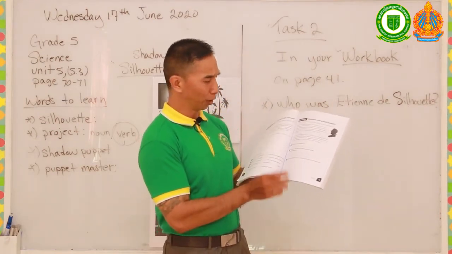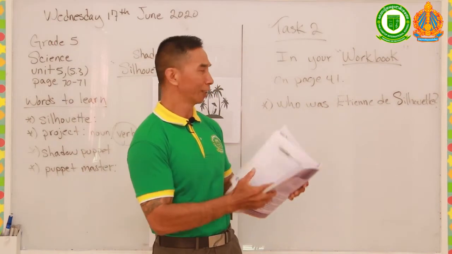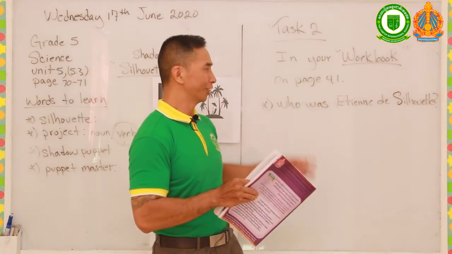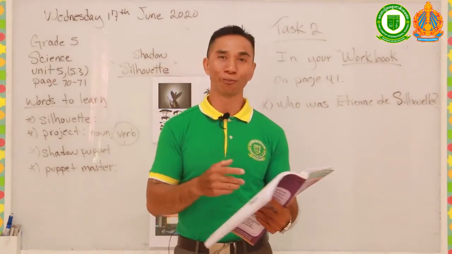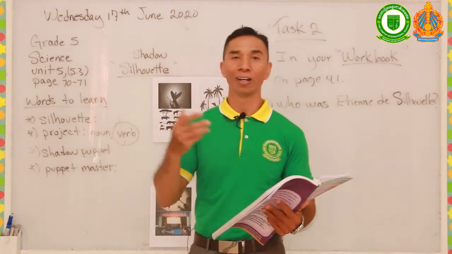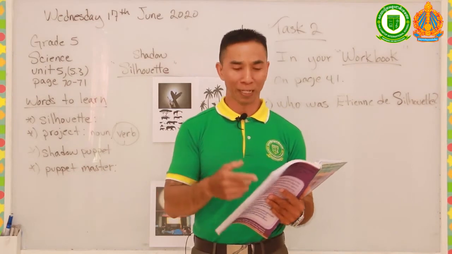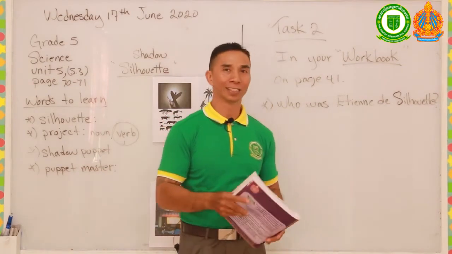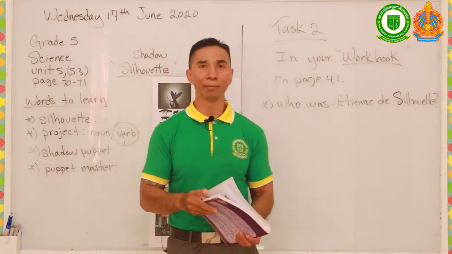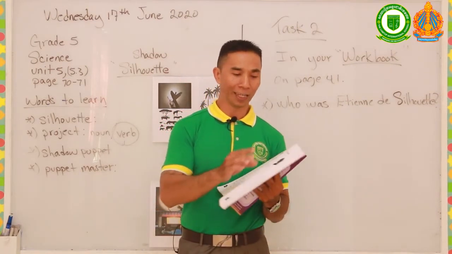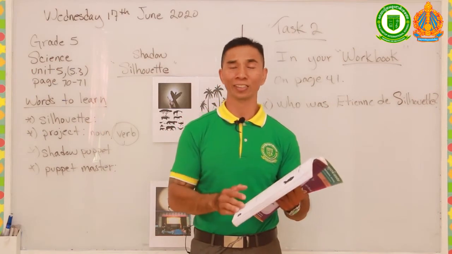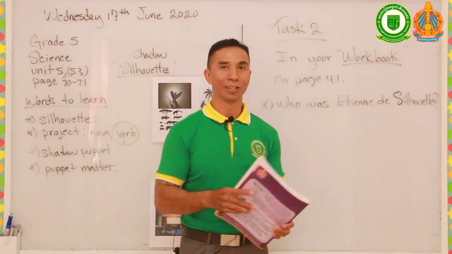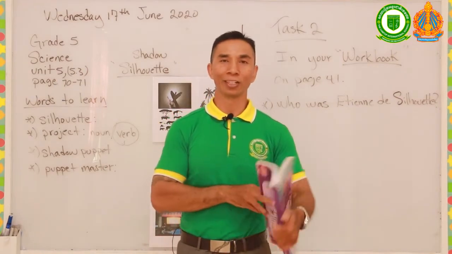And page 41 also has 3 questions about the history of Etienne de Silhouette. You will find it interesting how they use the name for the word silhouette, and how the modern world now explains why we took the name for a silhouette. You will be given 30 minutes to complete this task. I hope you read this article and find it very interesting, and we can discuss more about this famous person.